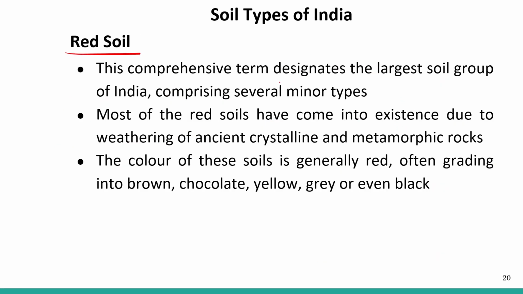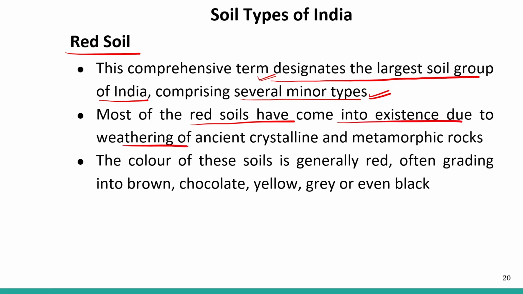Red soil. This comprehensive term designates the largest soil group of India, comprising several minor types. So this is the largest soil group of India. Most of the red soil has come into existence due to the weathering of ancient crystalline and metamorphic rock. So this gives you the description of how this red soil has been formed, from the weathering of ancient crystalline and metamorphic rock, right?